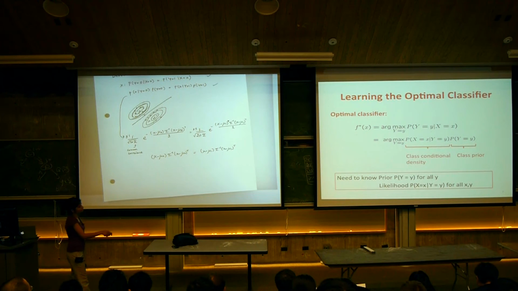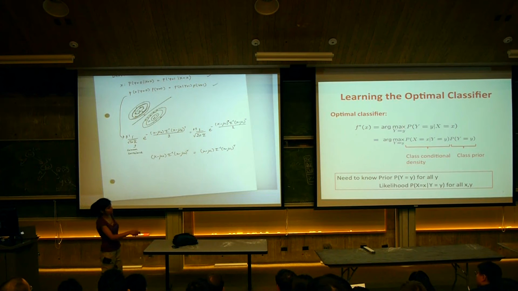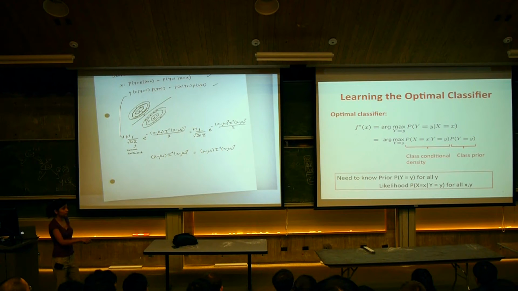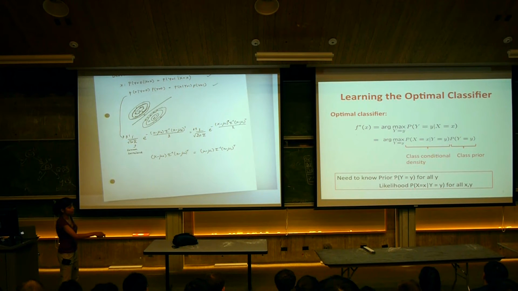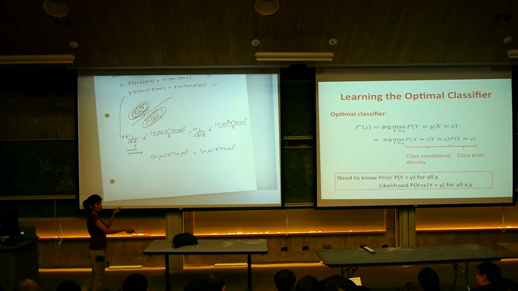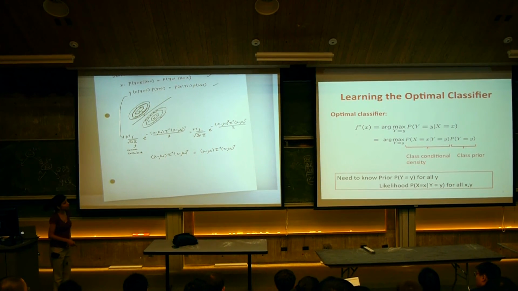All right. So you can see that to learn the Bayes optimal classifier, again, here are the two forms in which we can write it. We need to know two things. One, we need to know the class prior, and we need to know the likelihood of your data for each class. You need to basically know these probability tables, if you want to think of it that way, for all x and y. All possible values that your features can take, and all possible values that your classes can take.